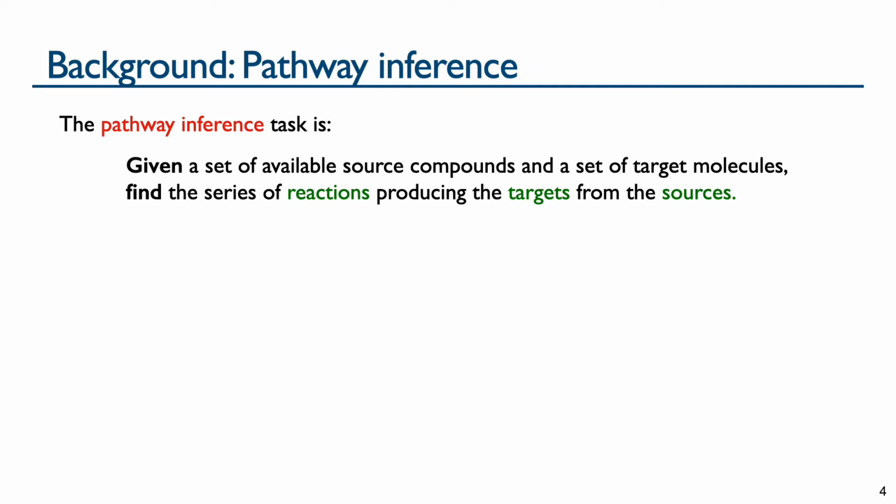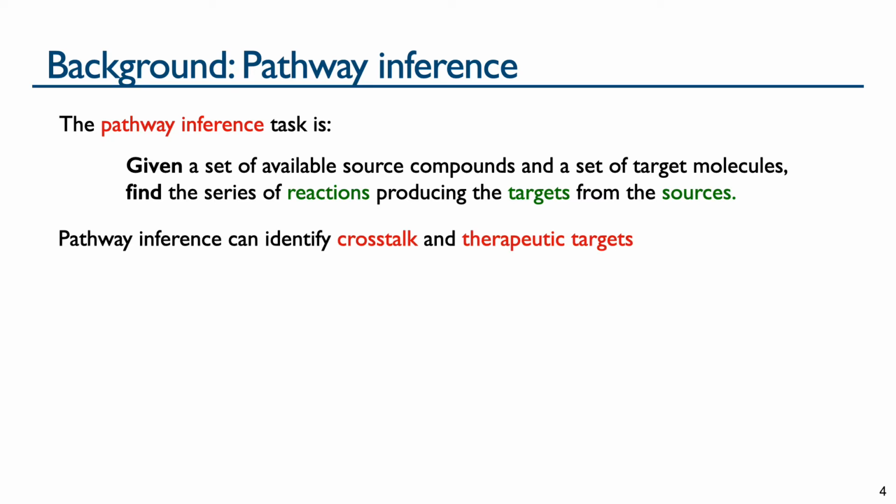We present solutions in this presentation to the pathway inference task, which is, given a set of available source compounds, think of these as things present around the cell, and a set of target molecules you would like to make, we want to find the series of reactions that produces the targets from only the sources. So why do we care about inferring pathways in metabolic networks?